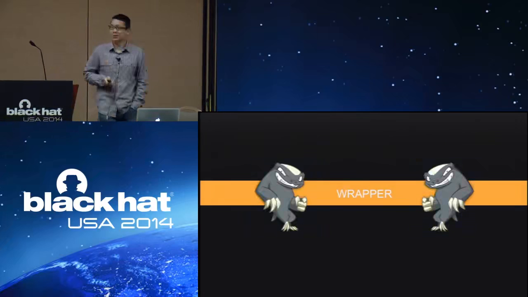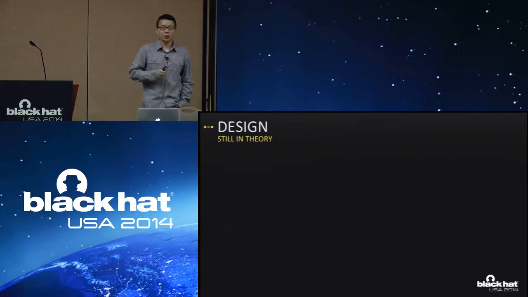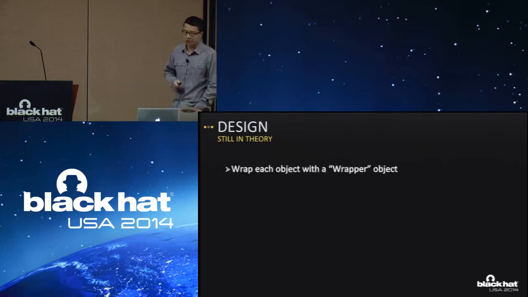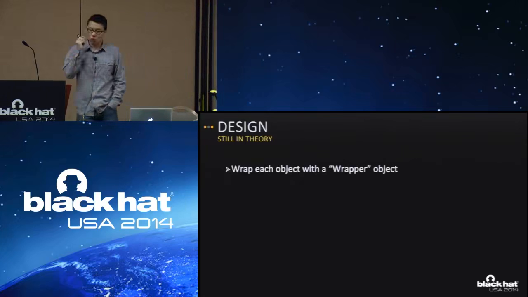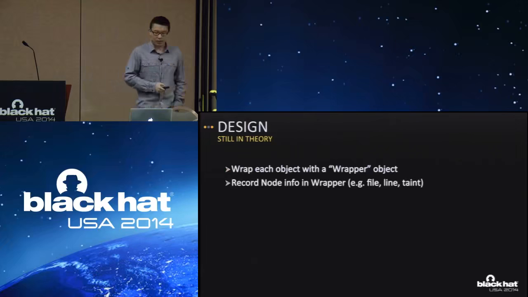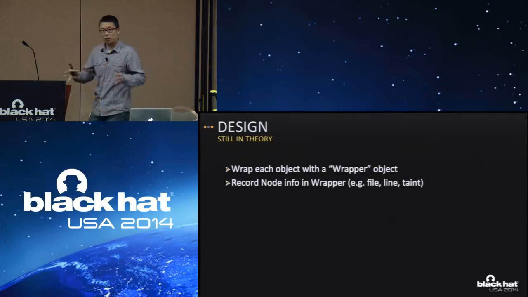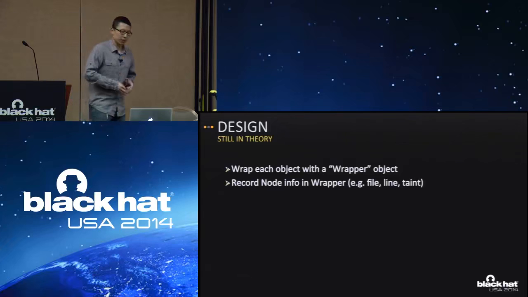Introducing wrapper. Wrapper is a simple, but we think clever, way to track data flows. What we do is wrap each object with a wrapper and store the reference to the original object in the wrapper itself. Instead of storing the node in the original object, we put it in the wrapper. So the original object is intact, and everything that we care about for data flow is in the wrapper.